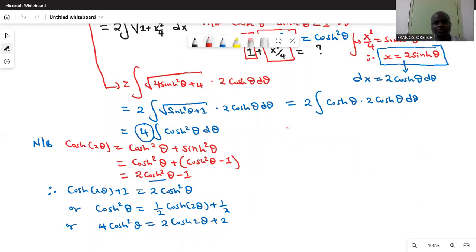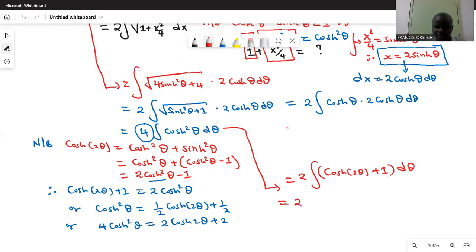So this integral, what will it give us? Therefore, this integral will now be equal to 2 times the integral. Of course, 2 is common. So I'll have here cos 2 theta plus 1 with respect to theta. And that will give us 2. What is the integral of cos 2 theta?